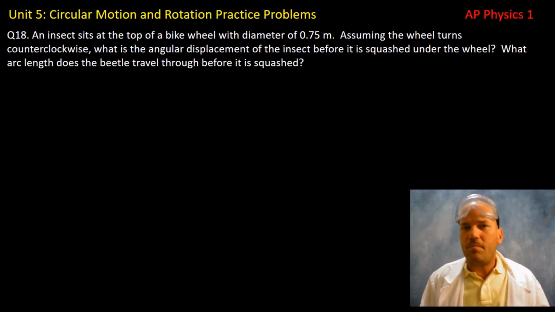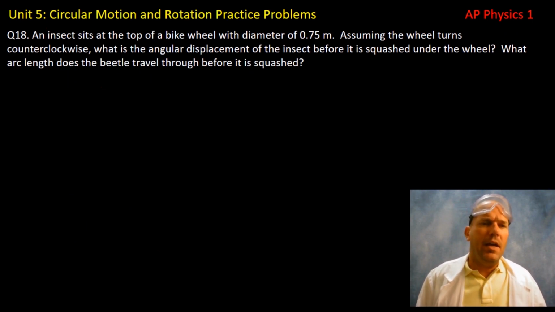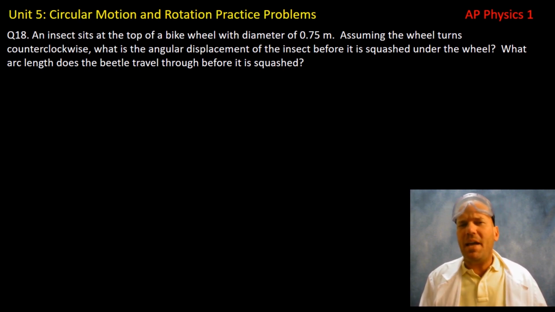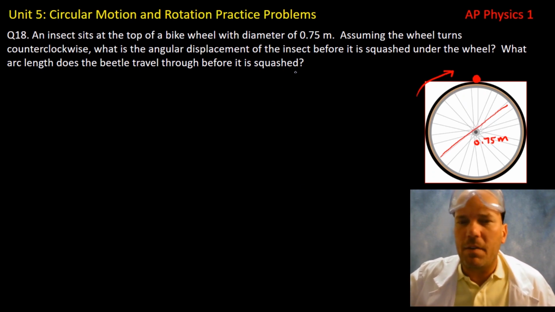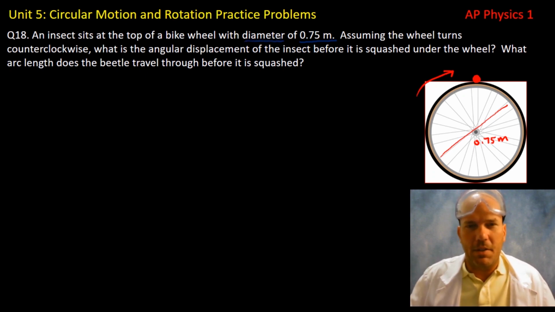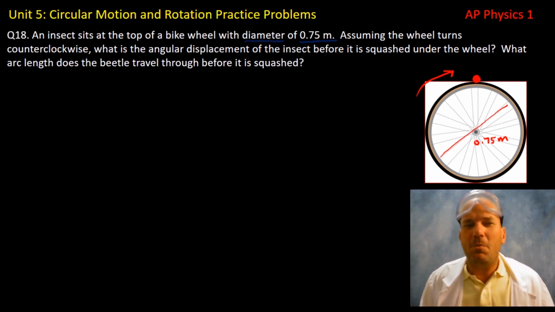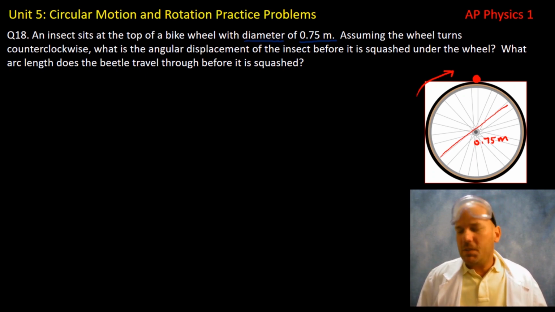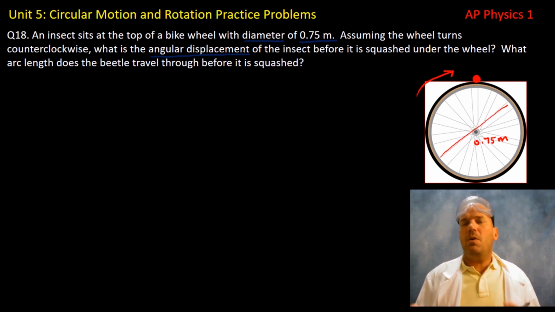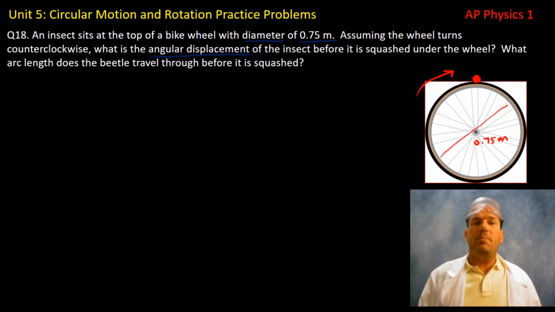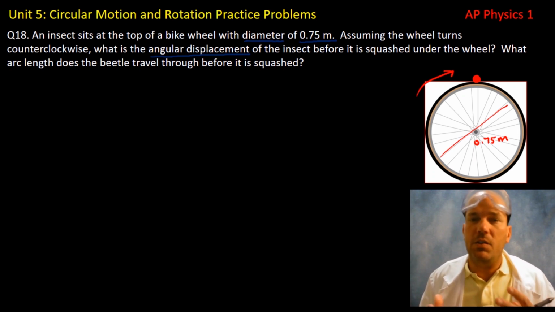Okay, so in our next question, we have an insect, and it is at the top of a bike wheel with a diameter of 0.75 meters. That's the diameter. We're going to divide that by 2. Assuming the wheel turns counterclockwise, what is the angular displacement of the insect before it is squashed under the wheel? What arc length does the beetle travel through before it is squashed?